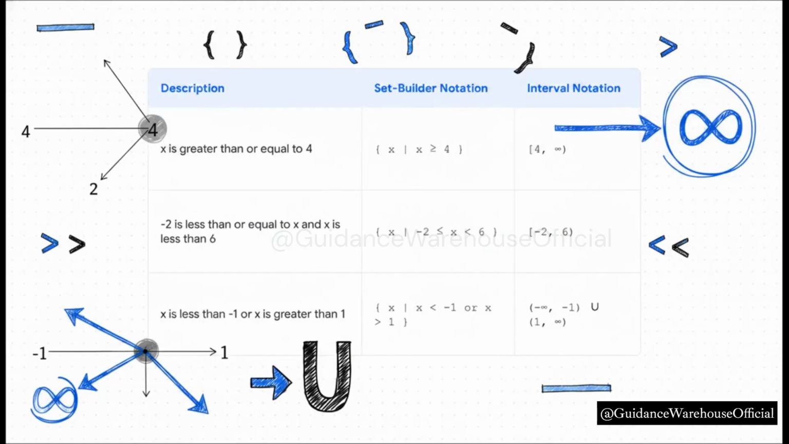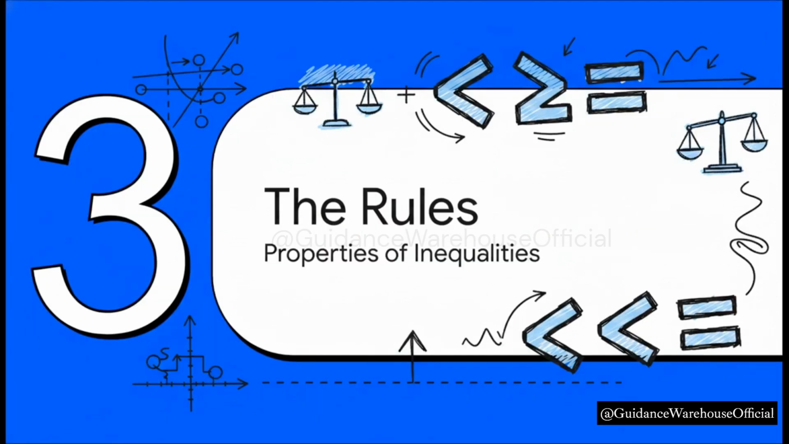That's pretty much the whole deal. And this table really shows you why it's so powerful. I mean, look at that first row. Instead of writing out a whole sentence, x is greater than or equal to 4, you just write bracket 4, comma, infinity, parenthesis. All the information you need is packed into just a few symbols. So much cleaner. Okay, now that we've got the language down, let's talk about the rules you gotta follow when you're actually solving these things.